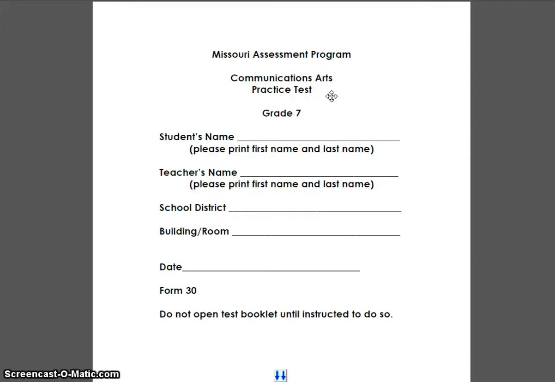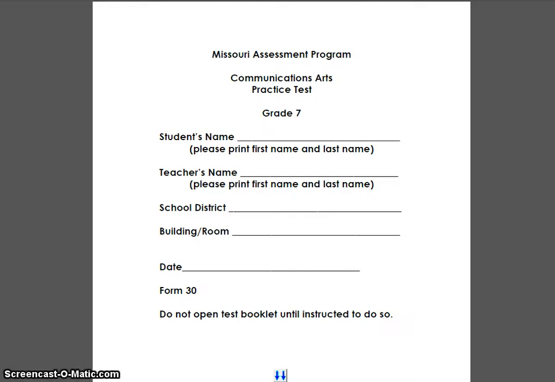All right, hi. Welcome to your first tutorial on how to take the MAP Communication Arts test. Both your reading and language arts teachers will be expecting you to follow the process that's demonstrated here while you are taking the MAP test.